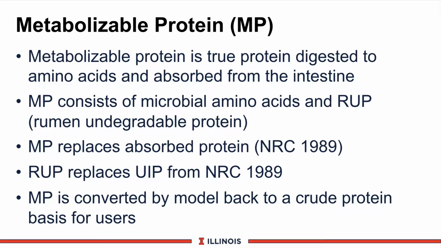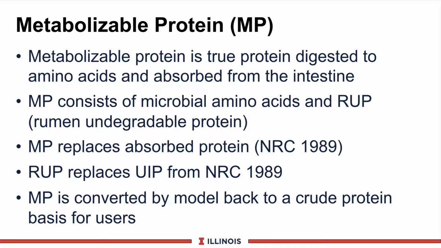The first major change you will see is a new term called metabolizable protein, or MP. Metabolizable protein really is the true protein digested to amino acids and absorbed from the small intestine. There are two sources of MP: those that come from rumen undegradable protein, and those that come from microbial amino acids that are synthesized in the rumen by the microbes.